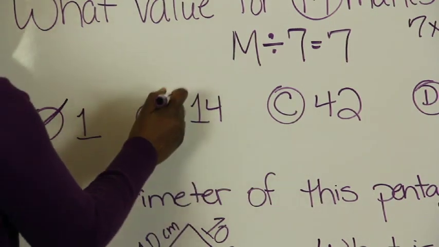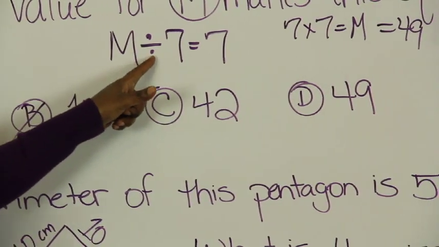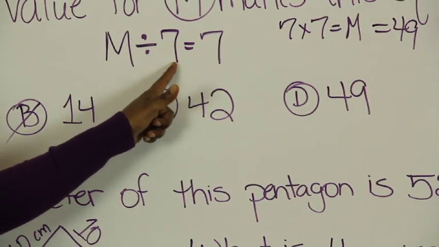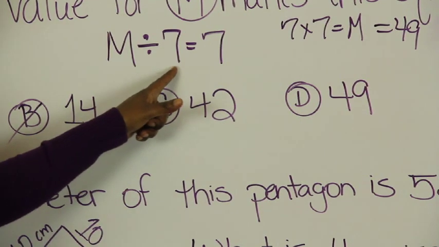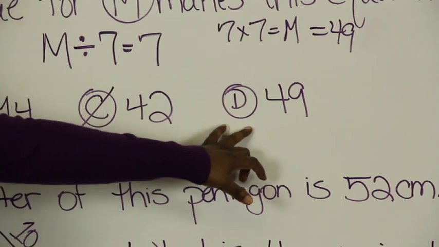So that would not be correct. Next one, 42 divided by 7. Does it equal 7? It doesn't. It equals 6. So it can't be that one. And now we're at our right answer.